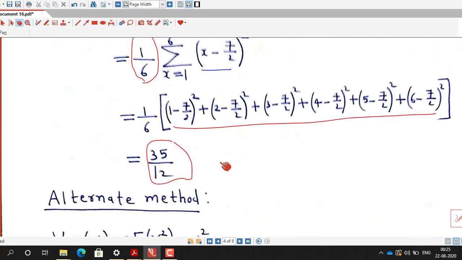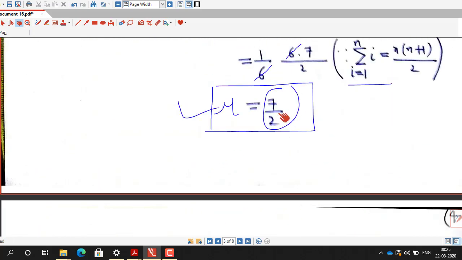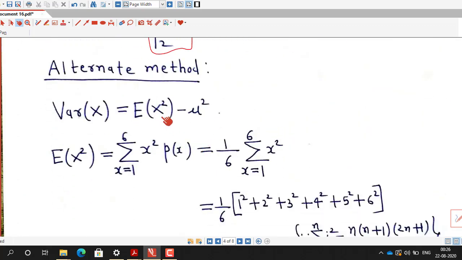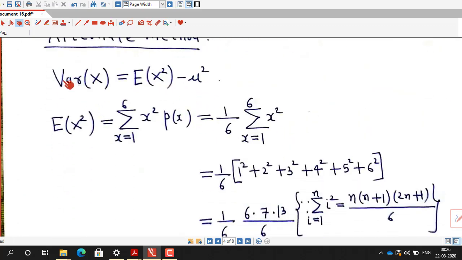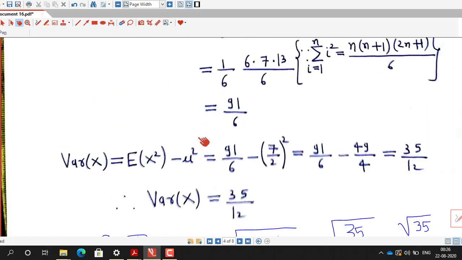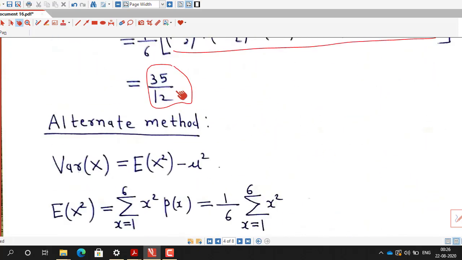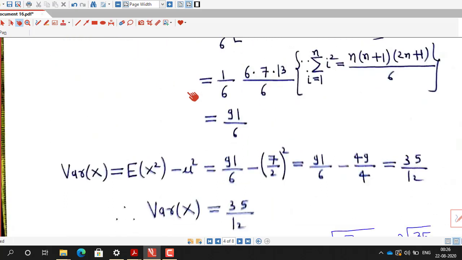And mu is already calculated. Mean is nothing but 7 by 2. So we put values of expected value of x square and mu in this formula. So expected value of x square is 91 by 6. Mean is 7 by 2. So it is square of 7 by 2. So if you simplify this, you will obtain the same answer that we obtained by definition, 35 divided by 12.